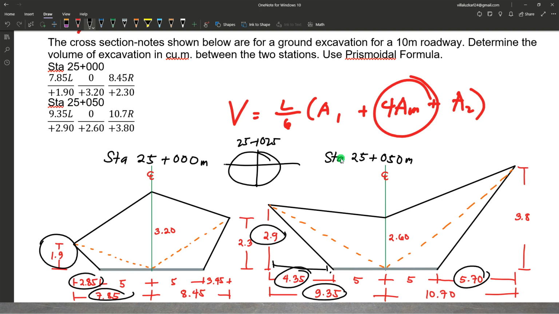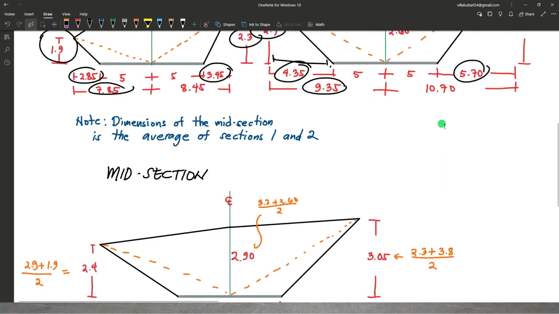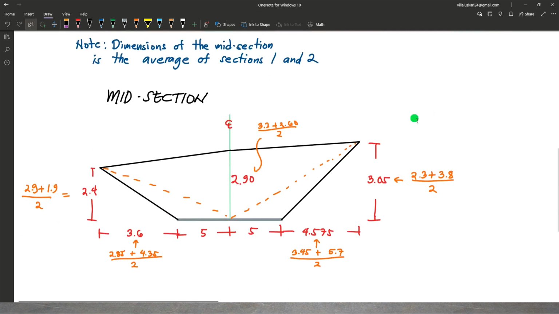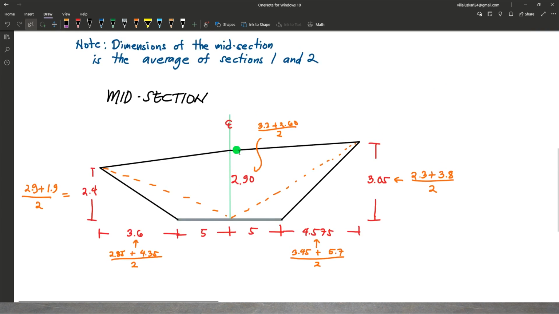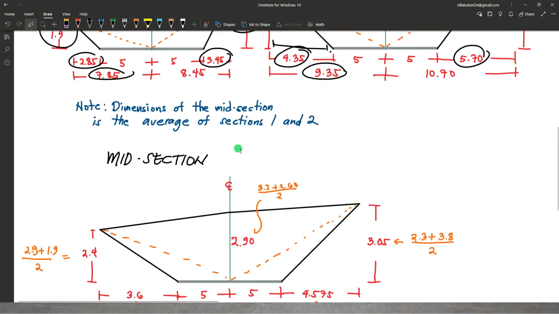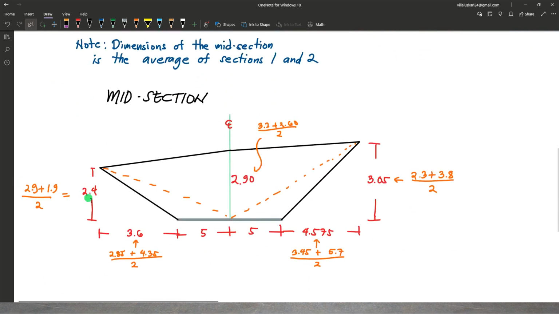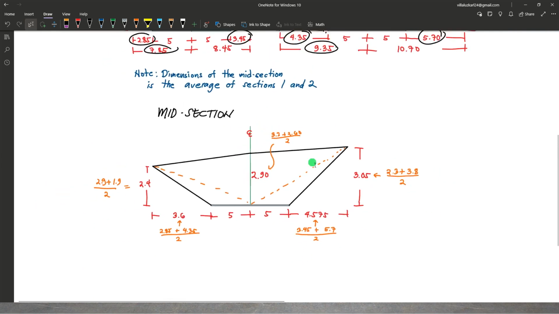Same way, 5.7 and 3.45. Take the average of that, and 3.8 and 2.3. Take the average of the two to compute the corresponding height from the roadway. So if we take the average of the two stations, this will be your midsection. So this is the midsection. We compute these dimensions on the left and on the right by taking the average of those values.